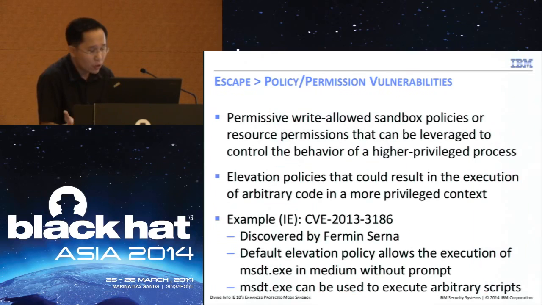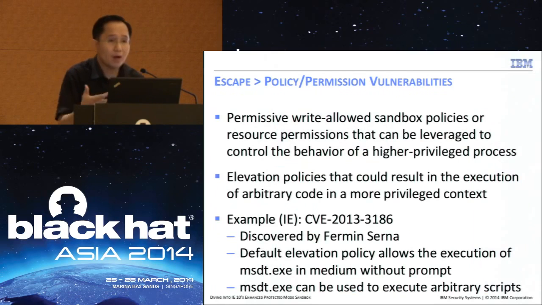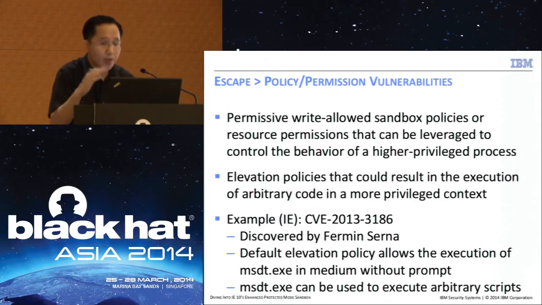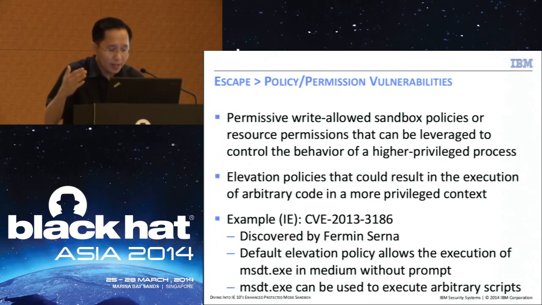So the next escape vector is policy or permission vulnerabilities. This involves weaknesses in the sandbox policies, such as overly permissive sandbox policies, or in the case of IE, permissive elevation policies. This also involves looking at the access control entries of files and registry keys, and finding what can be written to.